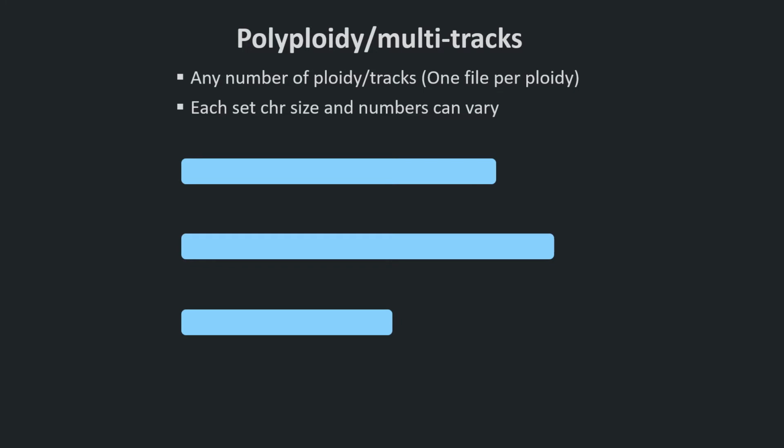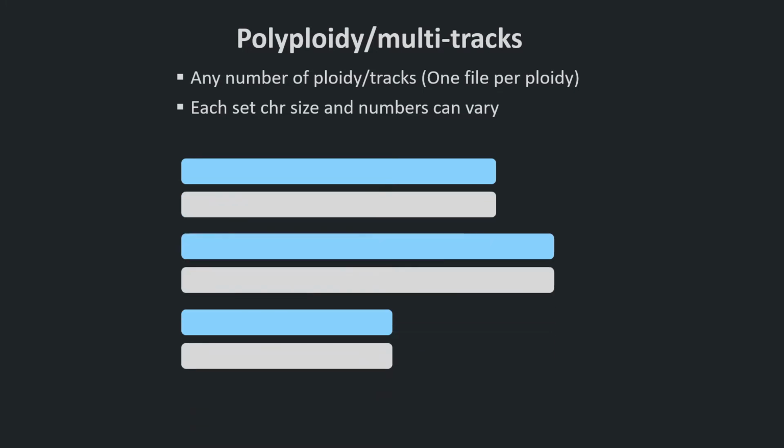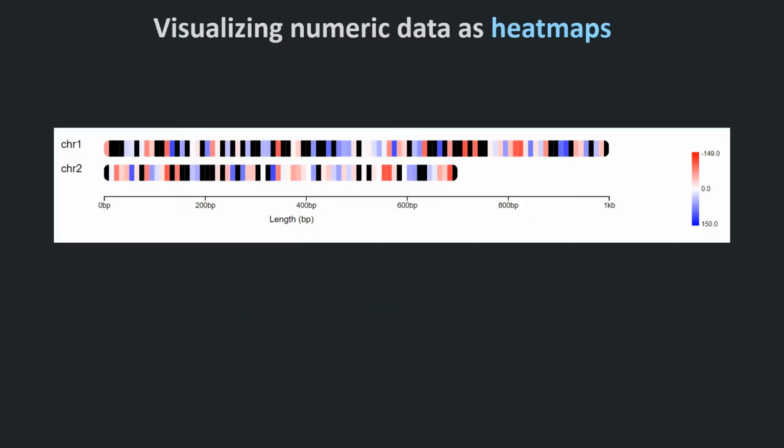The polyploidy function of chromoMap allows users to add multiple sets of chromosomes. This functionality could be useful, for instance, while comparing homologous chromosomes or even for cross-species comparison.